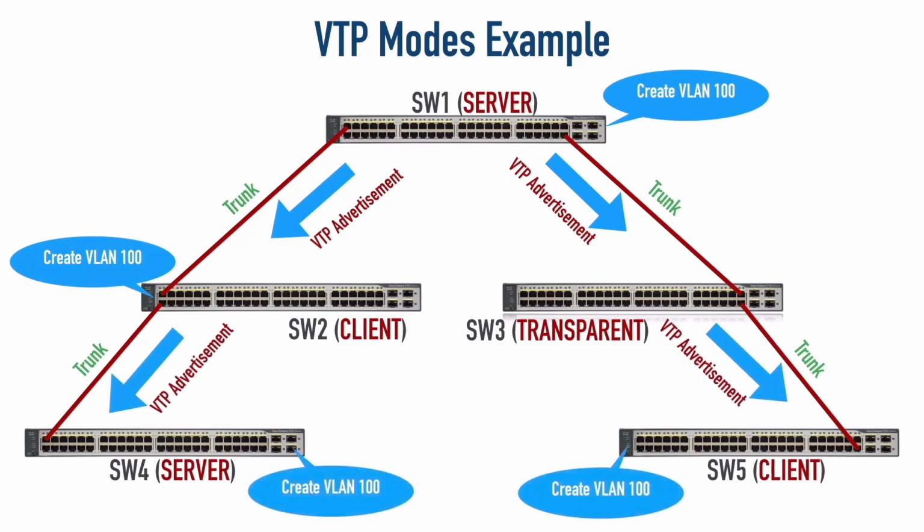And one is in server mode and one is in client mode, and they both create VLAN 100 in their VLAN database. So we can have multiple servers in a network, unless we're running VTP version 3 where we have a primary server. Now let's talk a bit more about that caution, where we might accidentally overwrite the VLAN database on all of our switches.